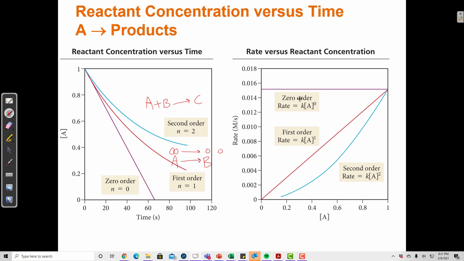So what that means is that zero order reactions are not sensitive to changes in concentration at all. First order reactions are sensitive to changes in concentration, and for every time I double the concentration, I double the rate. It's linear. And second order reactions are exponential. Every time I double the concentration, I quadruple the rate. If I quadruple the concentration, then the rate goes up by a factor of 16. So it's exponential because the value of this exponent is 2. See, that's the only thing that's changing here.